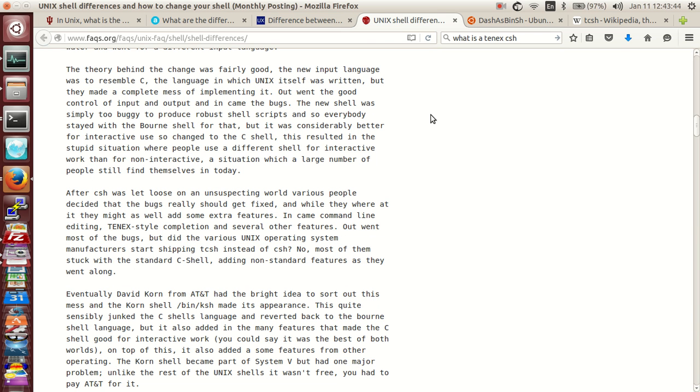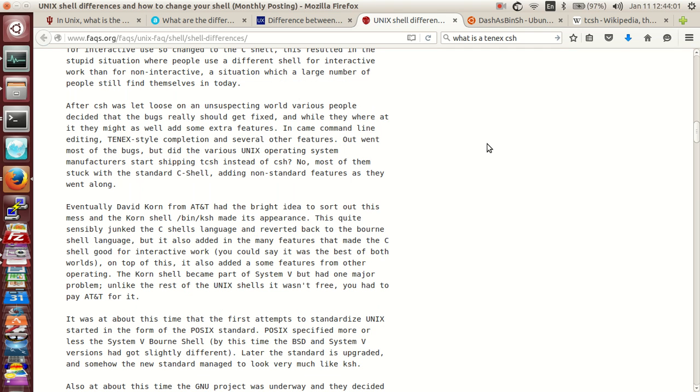So after C shell was let loose on an unsuspecting world, various people decided that the bugs really should get fixed. While they were at it, they might as well add some extra features. In the command line editing, Tenex style completion and several other features were inserted. So what the heck is Tenex? Well, Tenex was an operating system put out by the Digital Equipment Corporation.